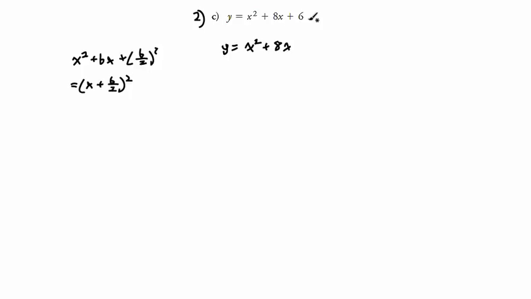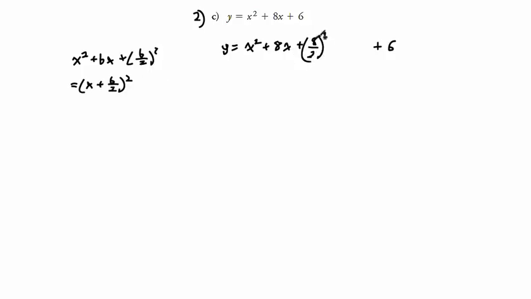So let's leave the 6 aside for now. Let's pretend we had this b over 2 squared, so we could factor this into this. So the b is the coefficient in front of the x, which is the 8. So we have the 8, that's divided by 2, and then squared. So let's pretend we had this. This can be factored into this form right here.